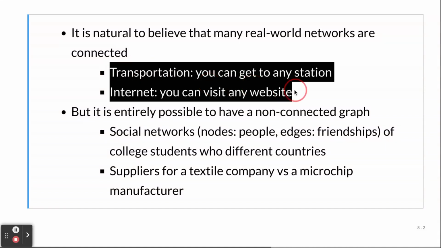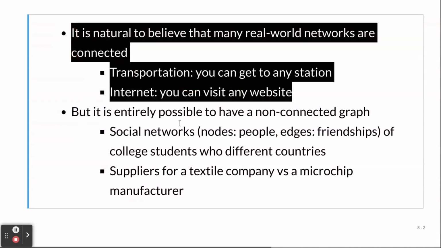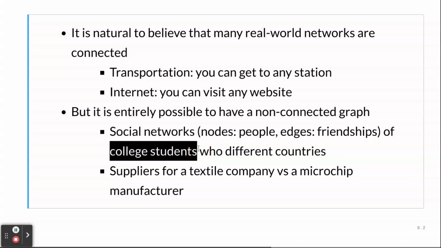So these are examples where having a connected network makes a lot of sense, but it's entirely possible to have a not connected network. For example, consider social networks, where the nodes are people and the edges represent friendships. If you consider college students from different universities or even universities in different countries, it's possible that there are no connections between any of the students at University 1 with any of the students at University 2. In that case, you would consider the network of college students to be disconnected.